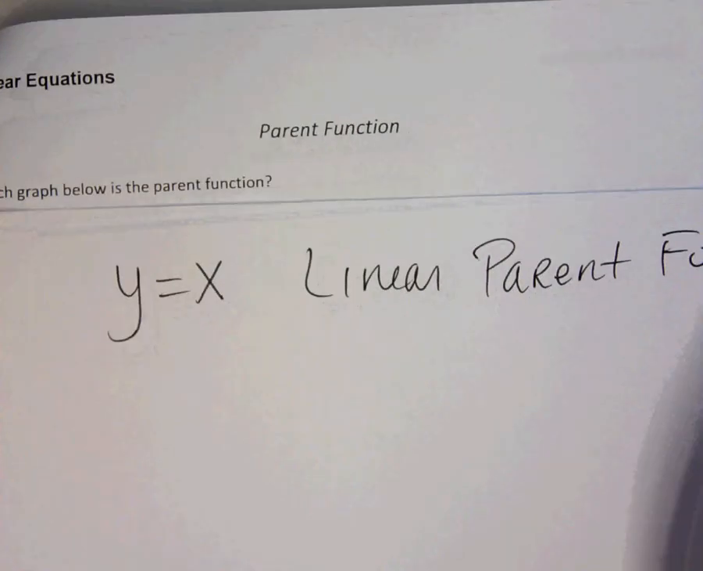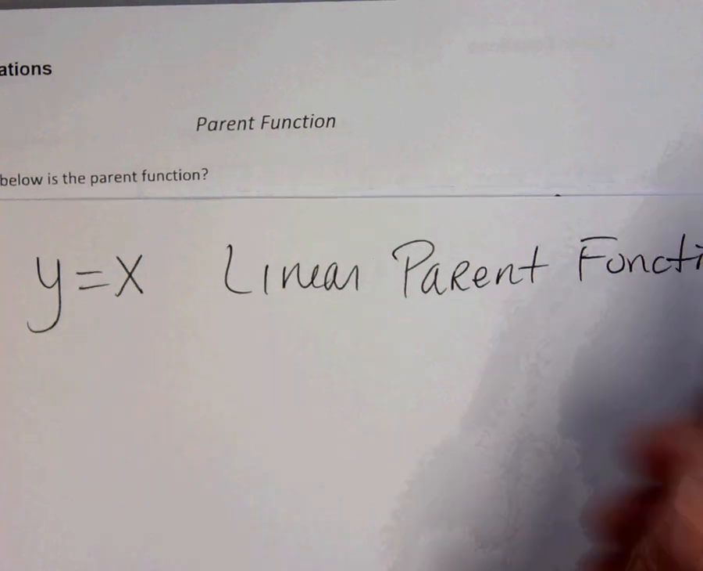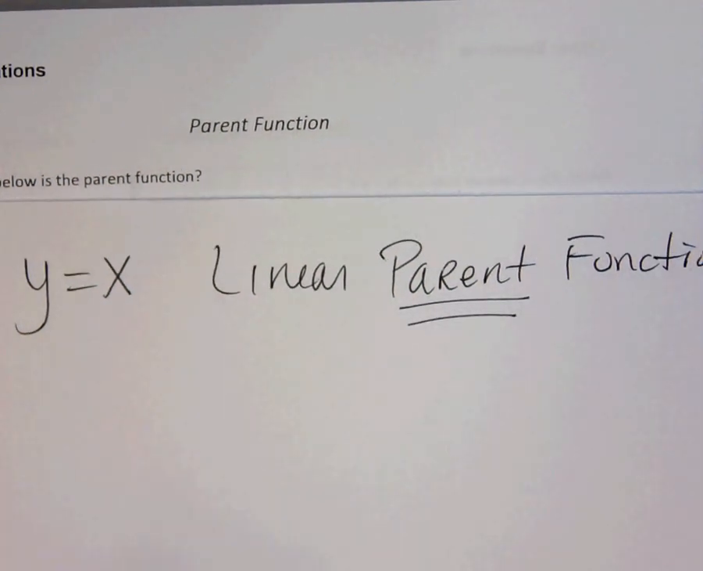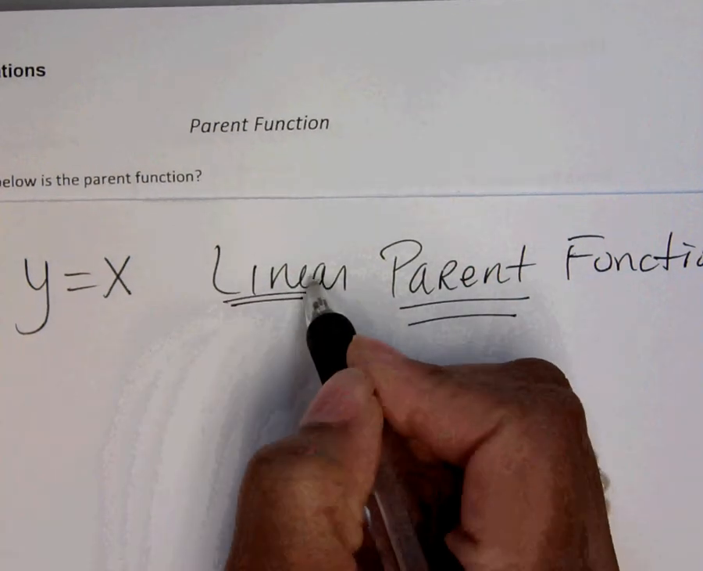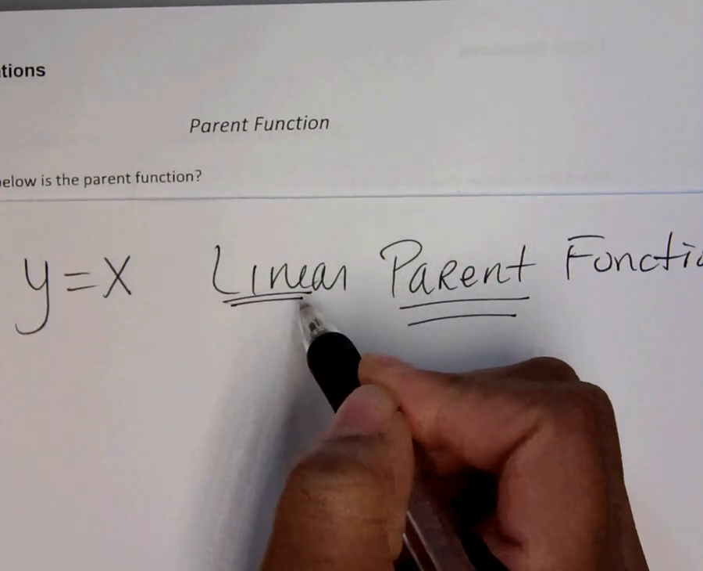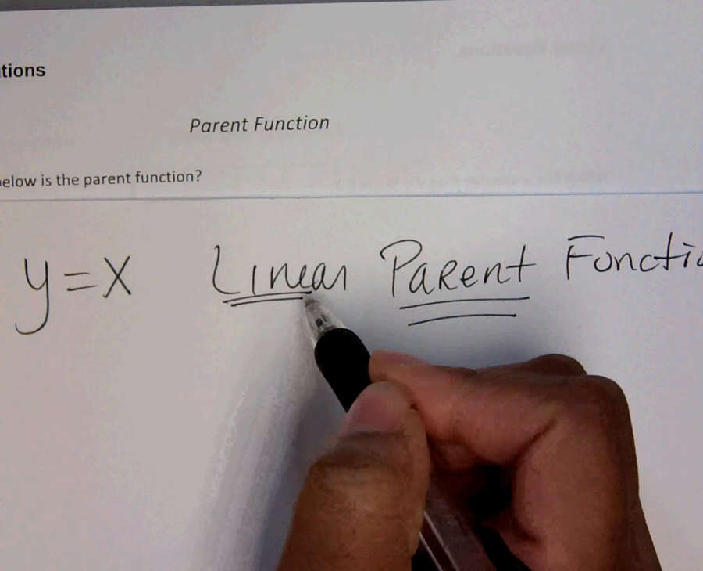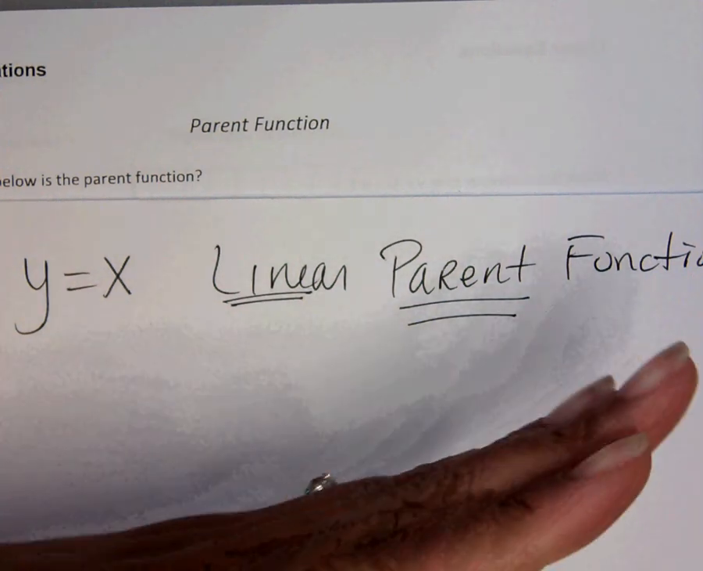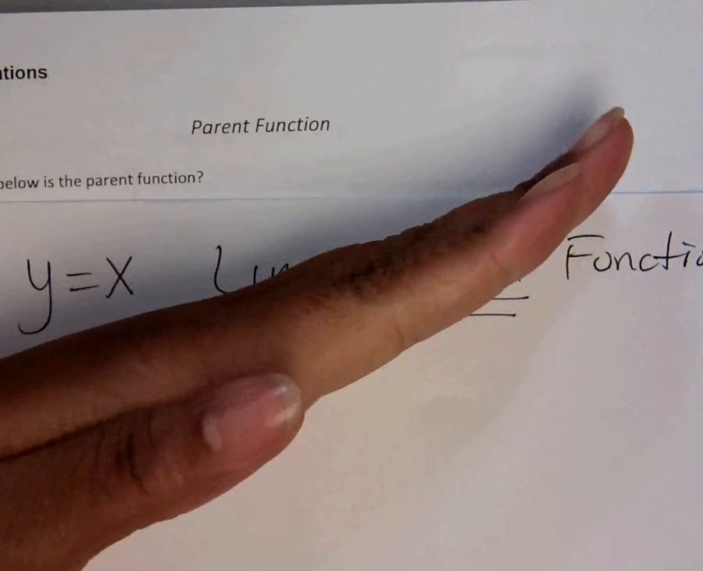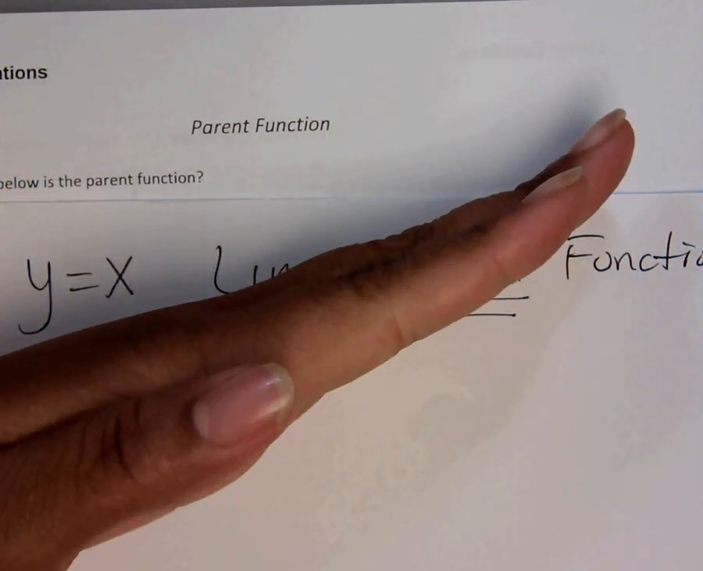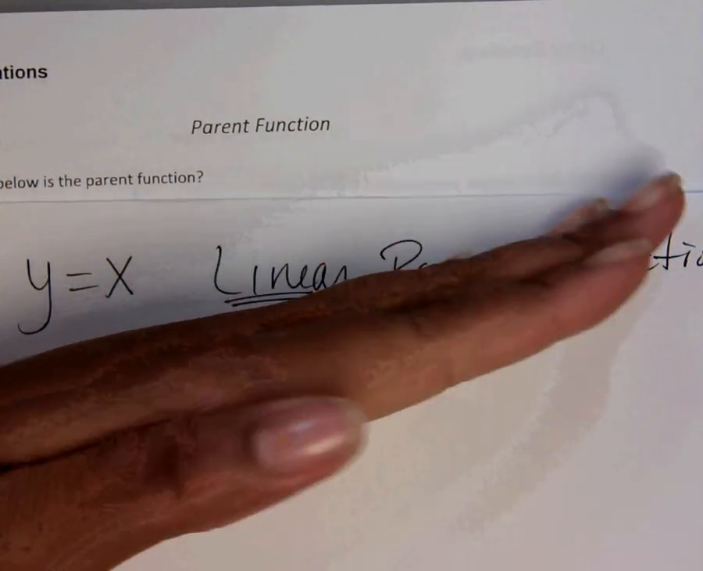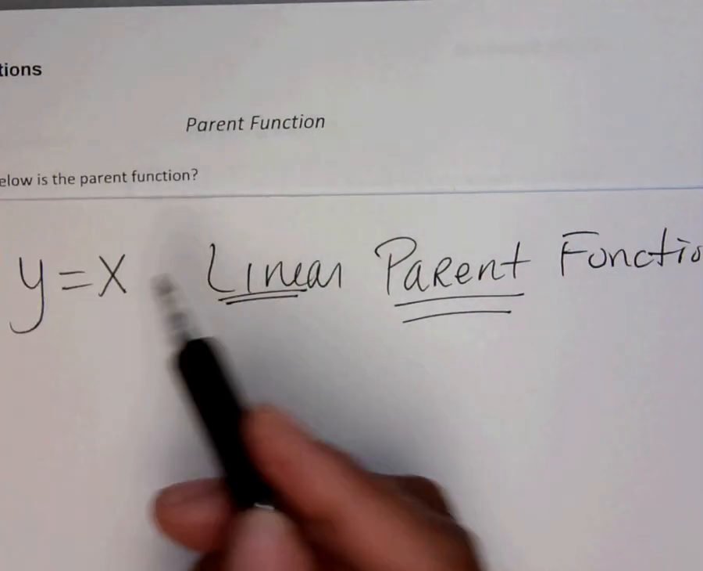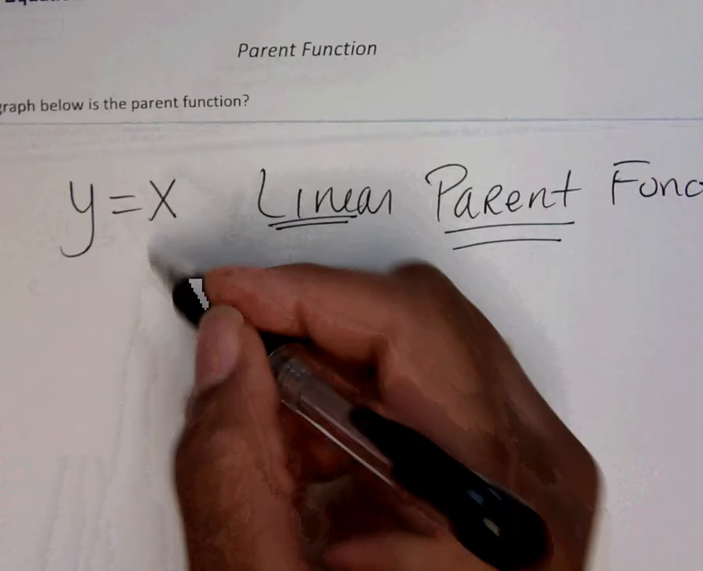And who is he and what does he do? Well, the linear parent function is the parent, the boss of all lines. How do I know that? Because what's inside of the word linear is line. And if you remember me in class, struck a pose. And remember, we stretched our arms out like my hand is stretched out to make a line. And we even turned it the opposite way so that we could see the different types of lines.